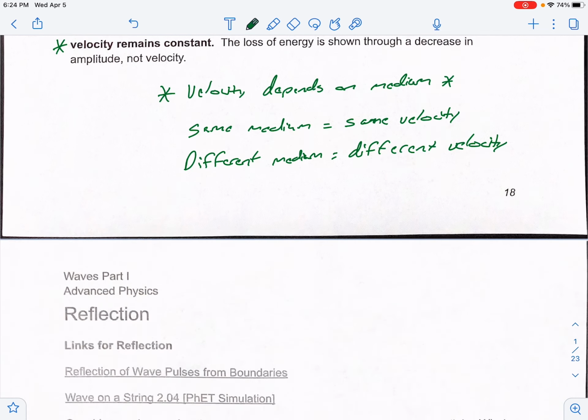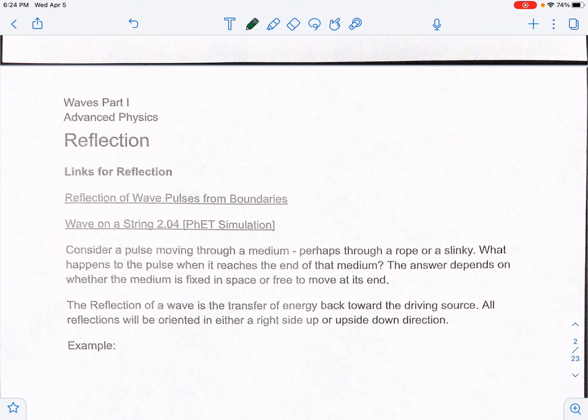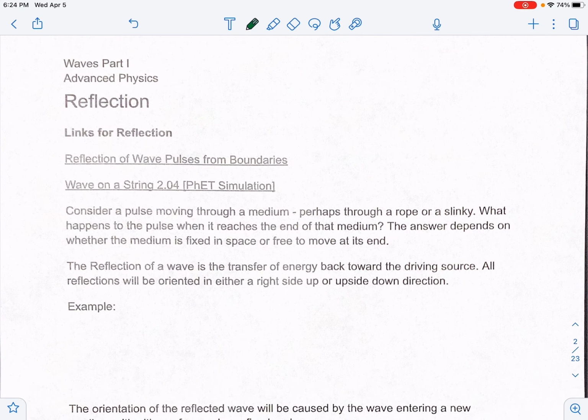Okay, so let's move on to the next page. Reflection. There are a couple of links there that you can use if you want to, if you've got access on Classroom. So consider a pulse moving through a medium. Remember, a pulse is like that one little whip we send down a wave, perhaps through a rope or slinky. What happens to the pulse when it reaches the end of the medium?